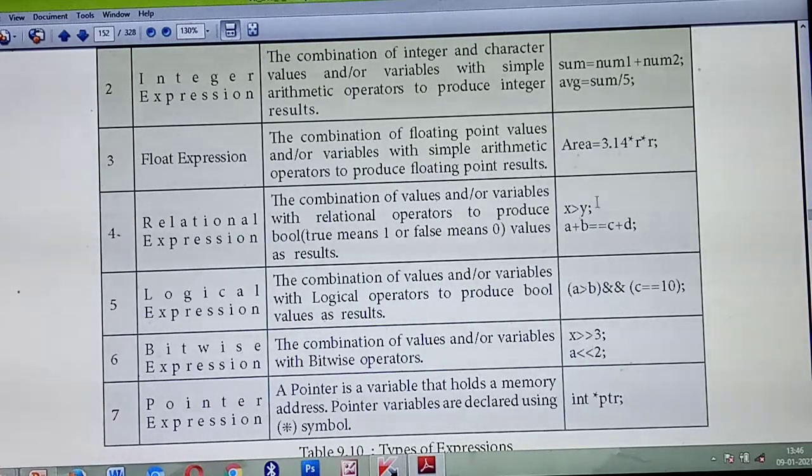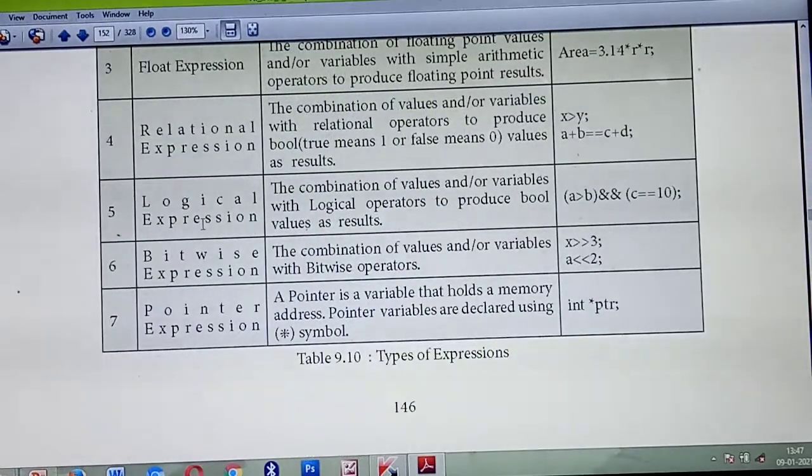Understood? See this example. X greater than Y. If the condition is true, it will display the answer 1 or true. Here next, A plus B double equal to C plus D. If both sides are equal, the condition is true and it will display the answer 1 as true, otherwise false. Understood? Okay. So next one is logical expression.